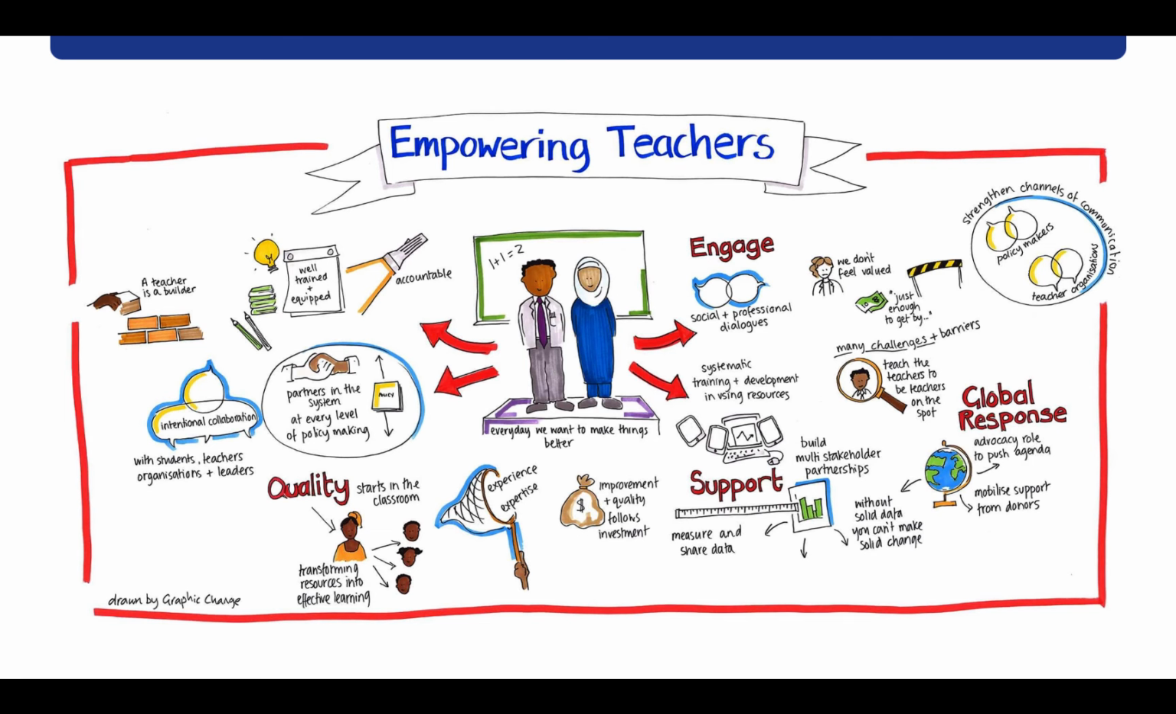This is another example of a mind map, and this is around empowering teachers. So here I thought a bit differently. I was thinking, what are some of the ways in which we can empower teachers? What are some elements that are important? And I thought, well, teachers need support. We can do a number of things to support them. Engagement is really important. Teachers' empowerment also relates to quality, and we can think about it as a global response.